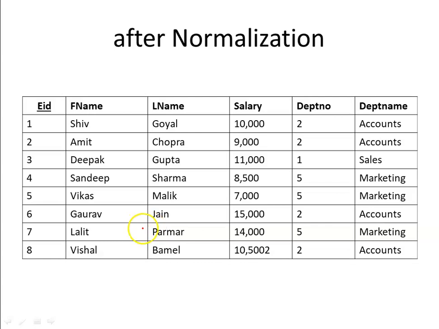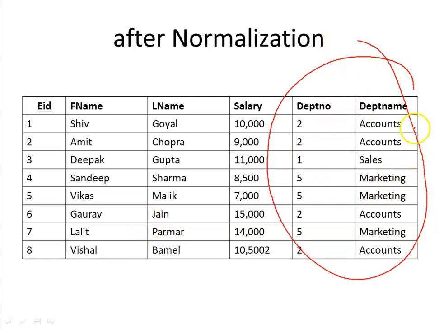Now even after applying the first normal form, I can say that the data is atomic, but the data still continues to be redundant. You can see that accounts is repeating n number of times, marketing is repeating n number of times, and so on for the other department names. So even after applying the first normal form, we are sure that the data in the table is atomic. To still reduce the redundant data, we apply second normal form and third normalization.